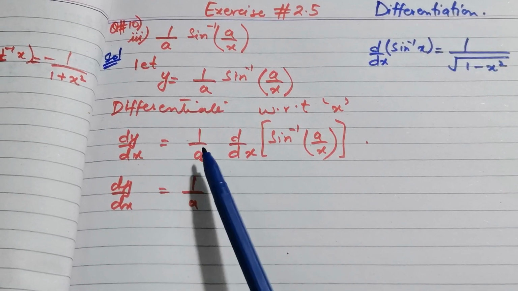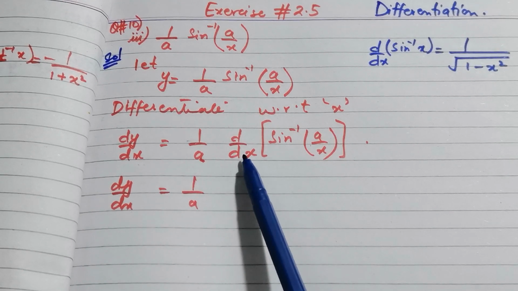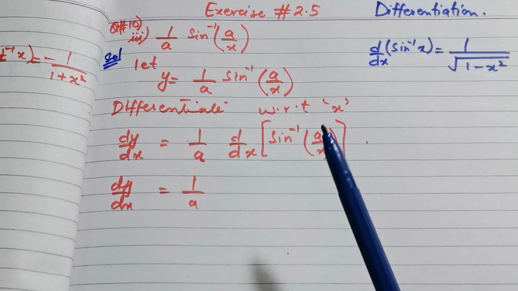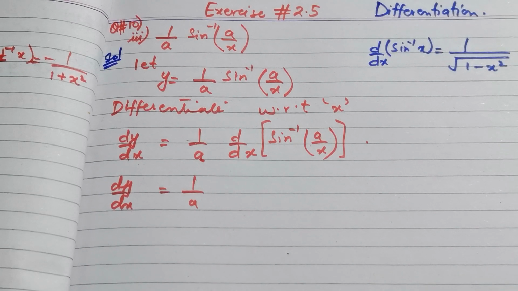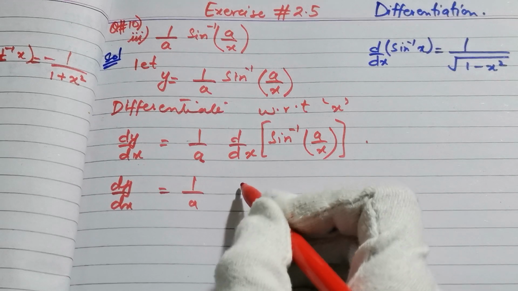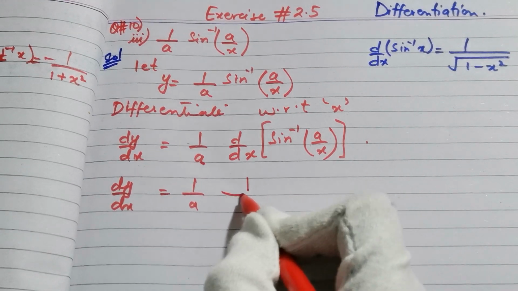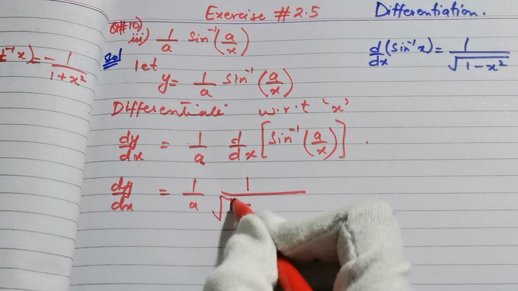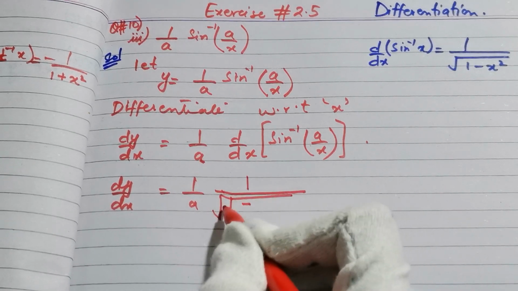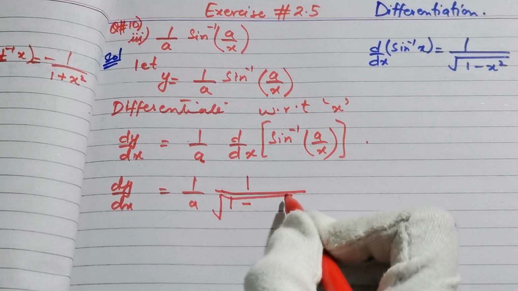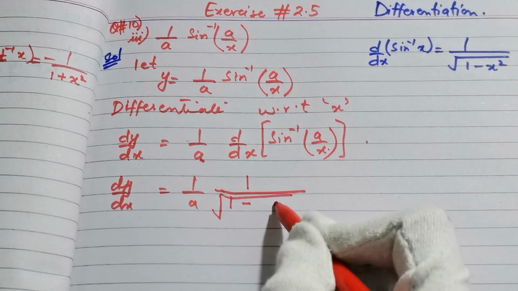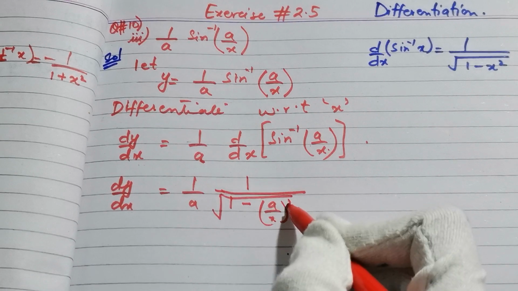1 by a is constant, so we write it outside the derivative and we apply differentiation on sine inverse of a by x. As you know, the derivative of sine inverse of x is 1 by under root 1 minus x square. So here we write 1 divided by under root 1 minus x square, where x here is a by x, squared.